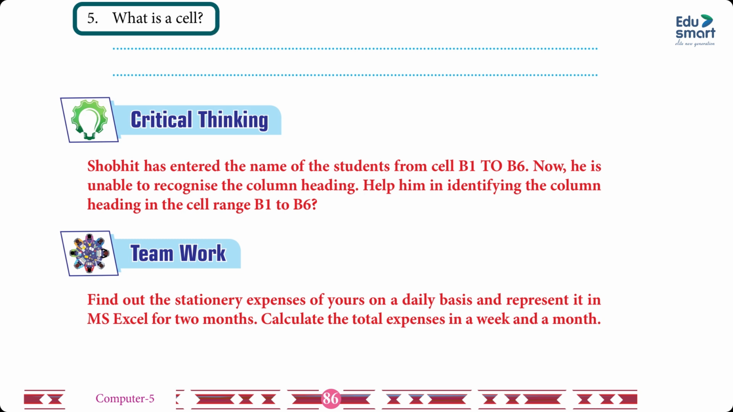5. What is a cell? Answer: a cell is an intersection of rows and columns. It is the smallest unit in a worksheet, and text as well as numbers can be written in it.